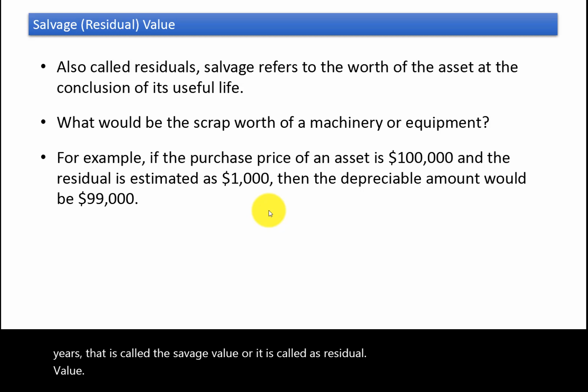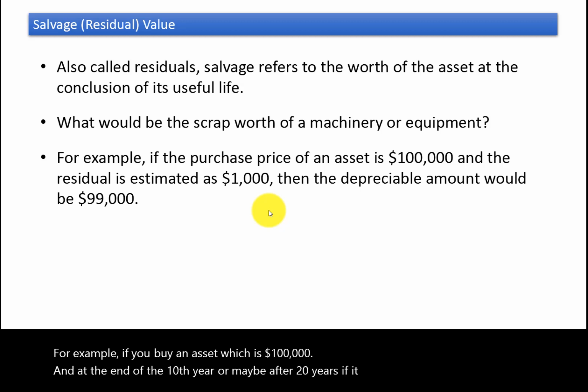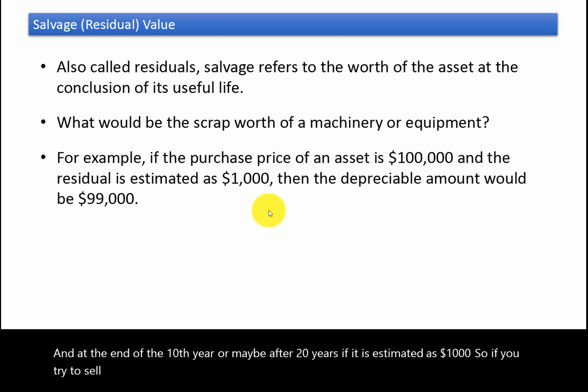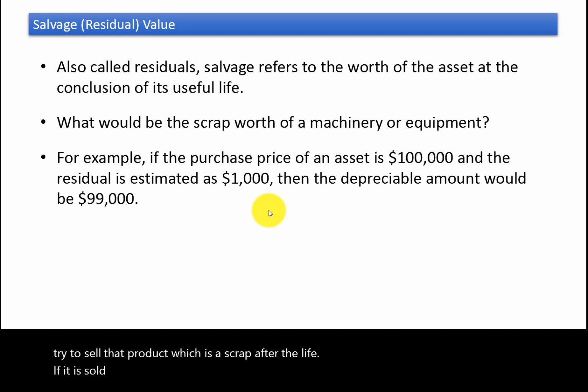For example, if you buy an asset which is $100,000, and at the end of the 10th year, or maybe after 20 years, it is estimated as $1,000, so if you try to sell that product like a scrap after its life, and it is sold for $1,000, then the depreciable amount would be $99,000.